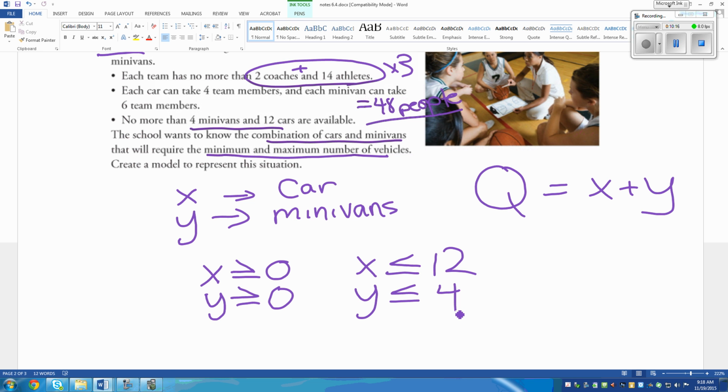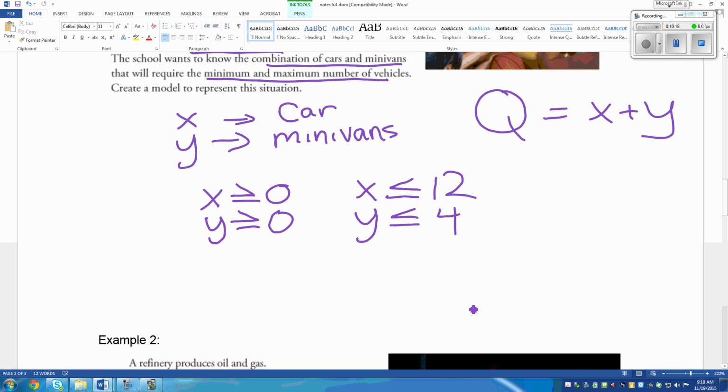So each car can take 4 people. So I'm going to say 4x, right? Because cars are x, plus 6 times y has to be related to this 48 number. Right? Should the number of seats in a vehicle be less than 48 or should it be greater than 48? Greater, because you want to be able to fit everyone in there, right?